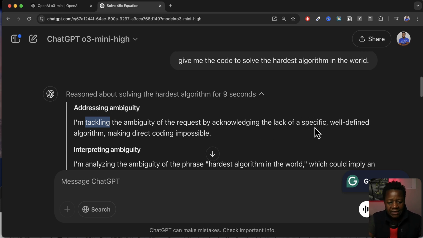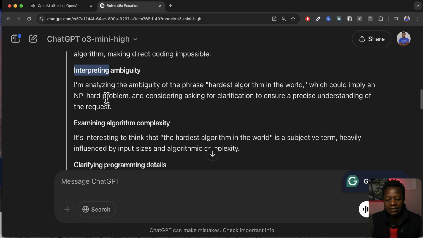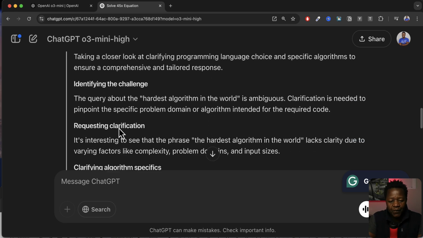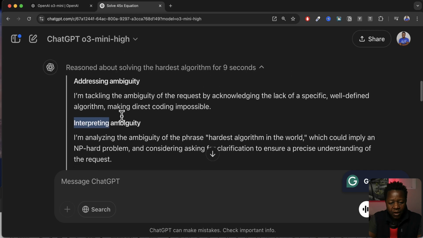Okay, let's see. Addressing ambiguity. In tackling ambiguity of the request by acknowledging the lack of specifics. There we go. So it wasn't very specific, which is a big no-no when it comes to prompting these large language models, as you should know. So it talks about interpreting ambiguity, and NP hard problem, examining and everything.